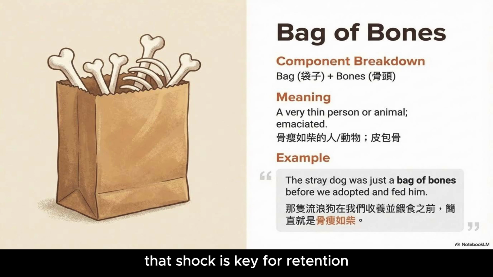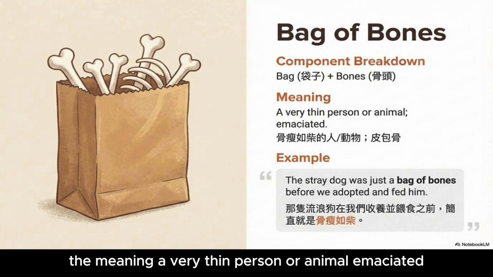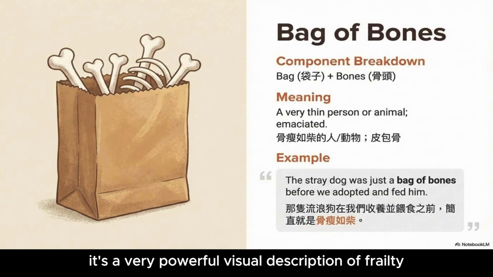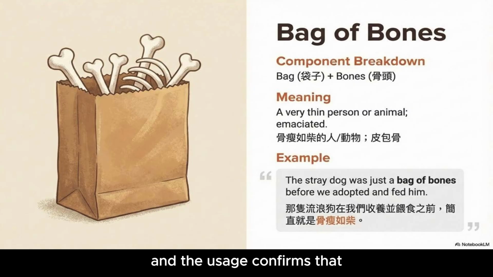That shock is key for retention. The meaning: a very thin person or animal, emaciated. It's a very powerful visual description of frailty. And the usage confirms that. The stray dog was just a bag of bones before we adopted and fed him. A powerful image, powerful meaning, stored safely in the physical self room.